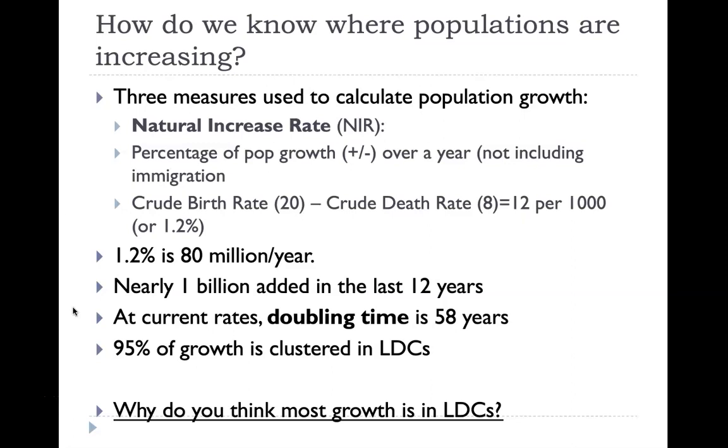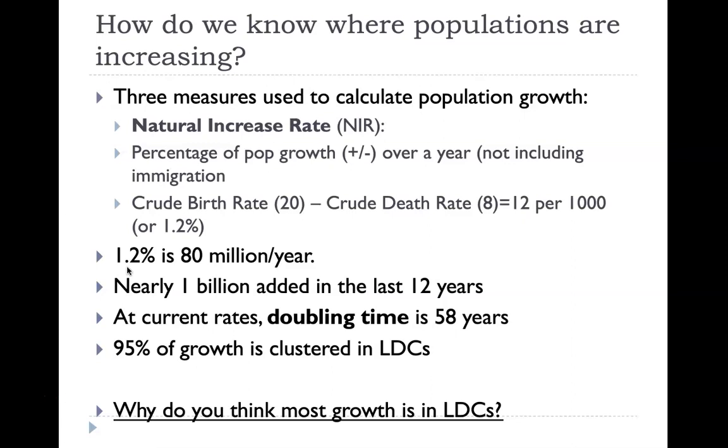So if you look at the world, crude birth rate is 20, right? You'll see that right here. And the crude death rate is 8. 20 minus 8 is 12. 12 per thousand is 1.2%. Doesn't seem like much, but 1.2% is 80 million new mouths to feed a year. Right? That's nearly a billion added in the last 12 years.